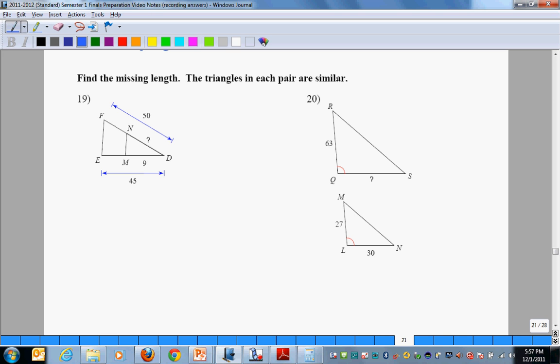This one says find the missing lengths if the triangles are similar. Again, the buzzword here is match and mirror. Match the sides. Mirror the ratio. Match and mirror.